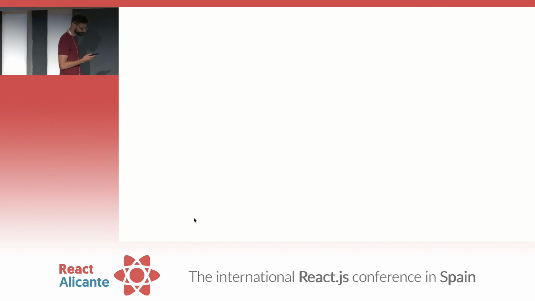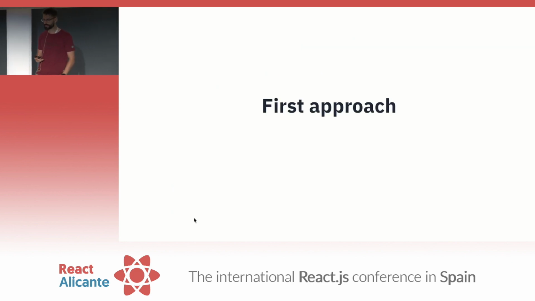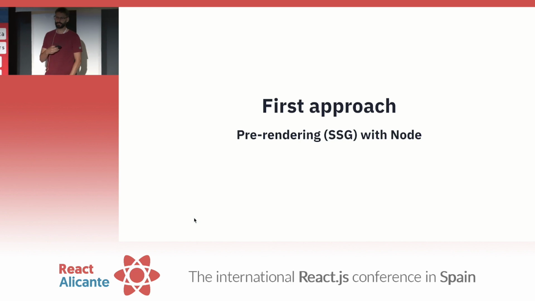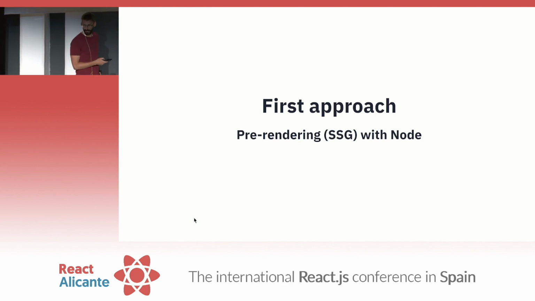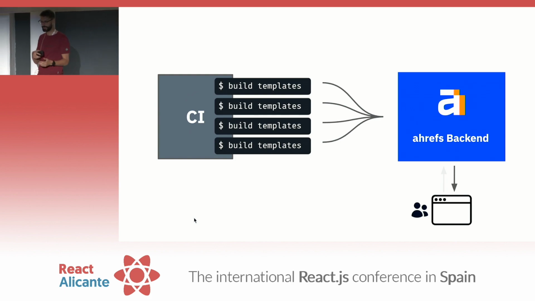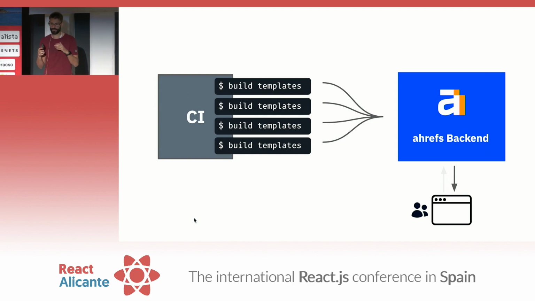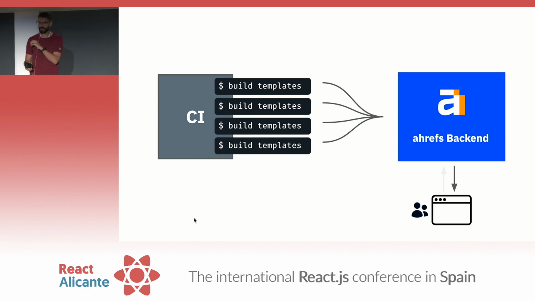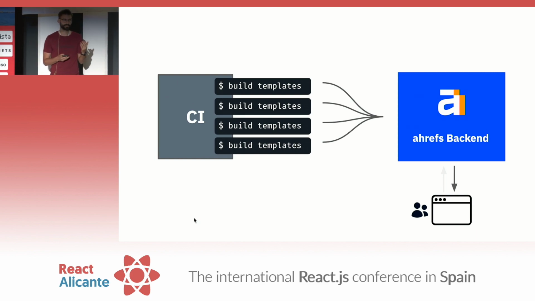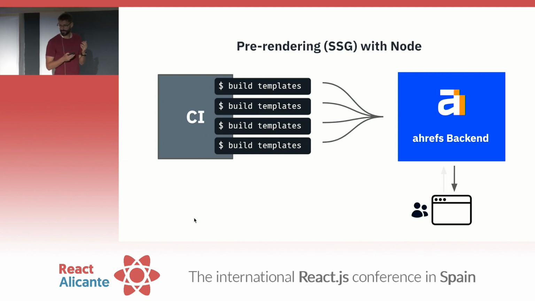So in order to solve that, our first approach was pre-rendering with SSG with Node, right? So you want to generate one template for each language. On the build, on the CI, the continuous integration system, you would build those templates, those pages, and you would push them into the backend, and the backend would serve the static pages, right? But we quickly realized that had a lot of problems, right?